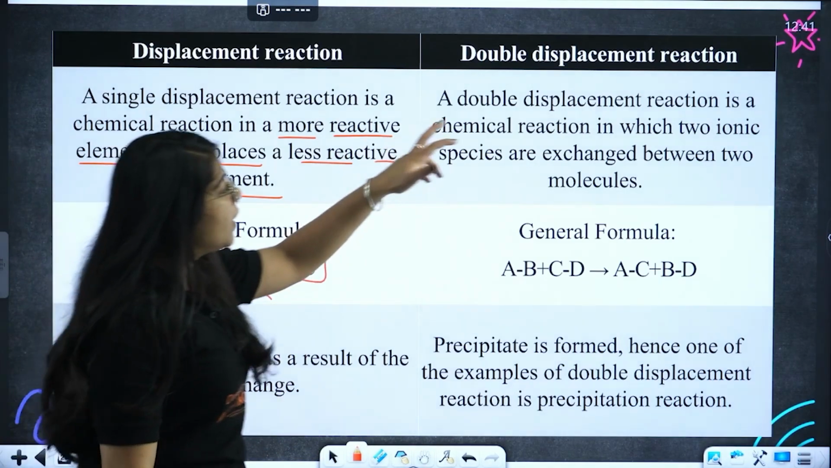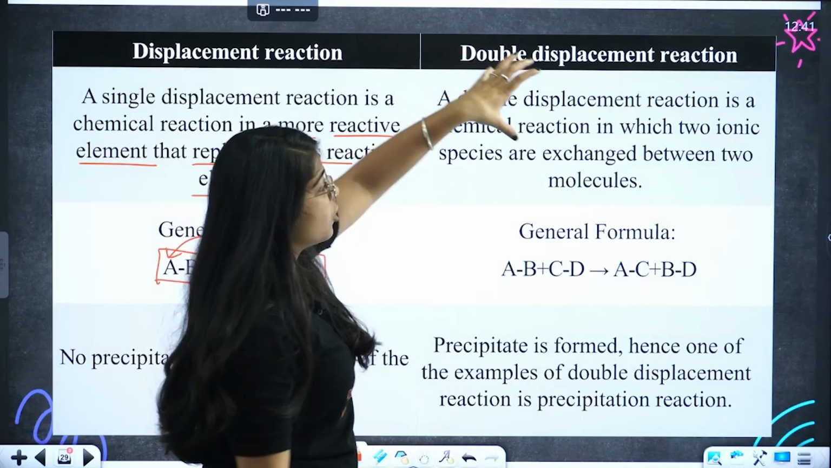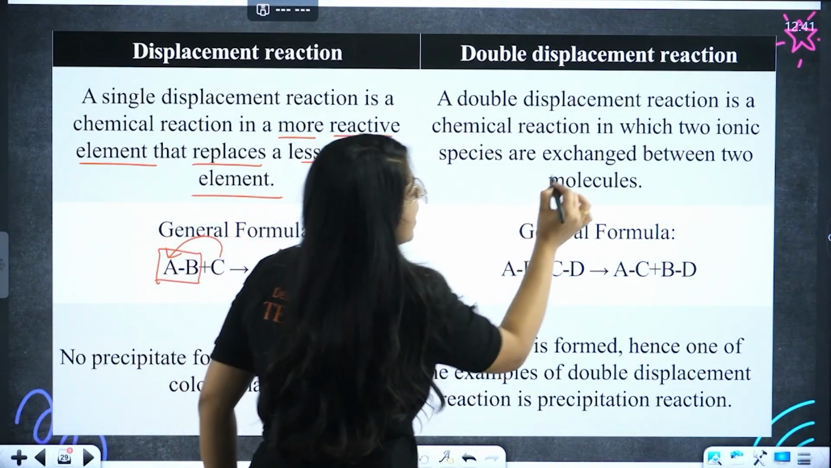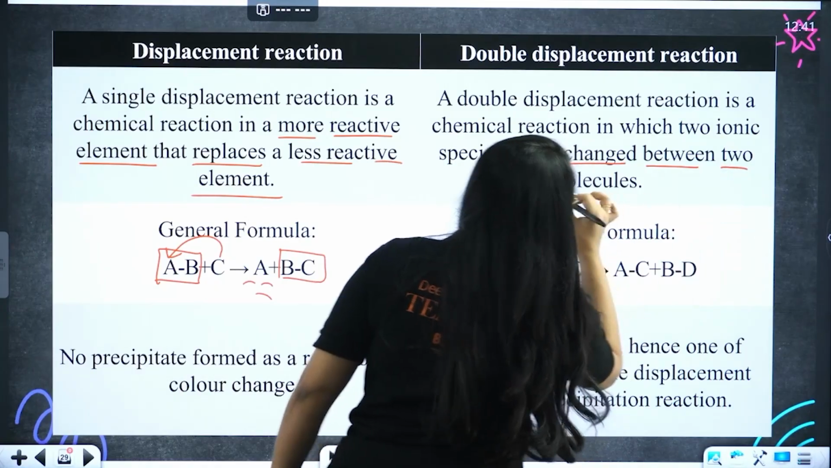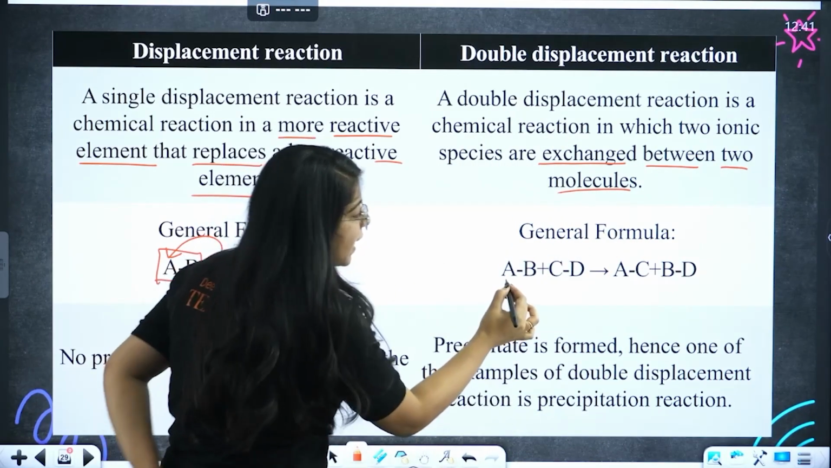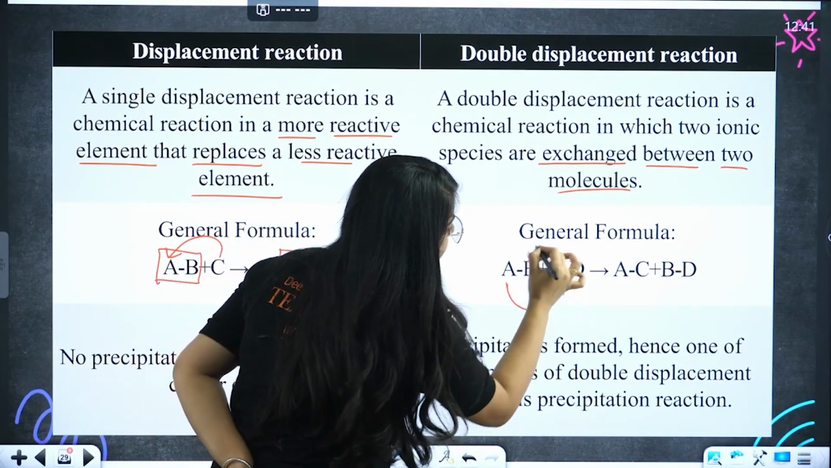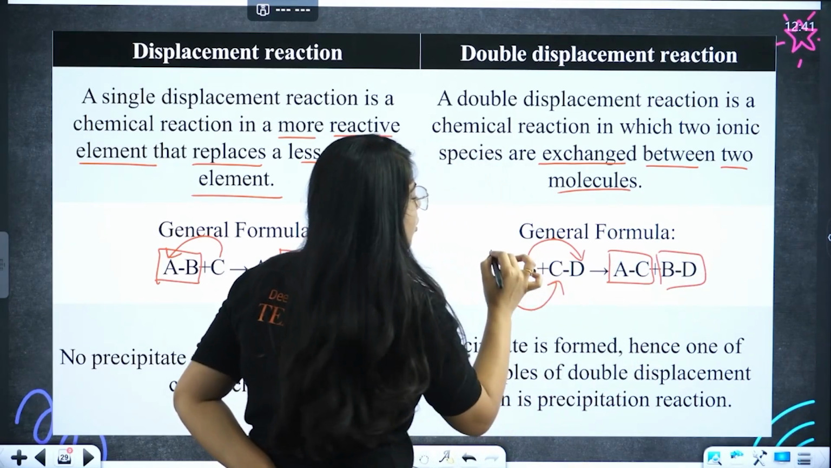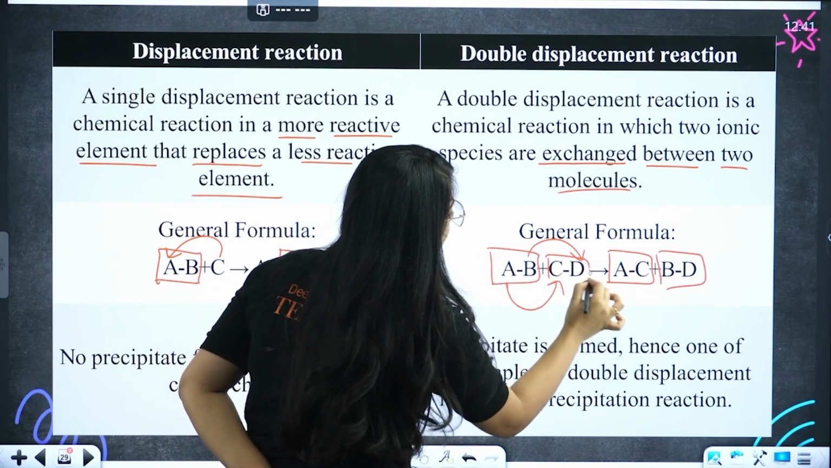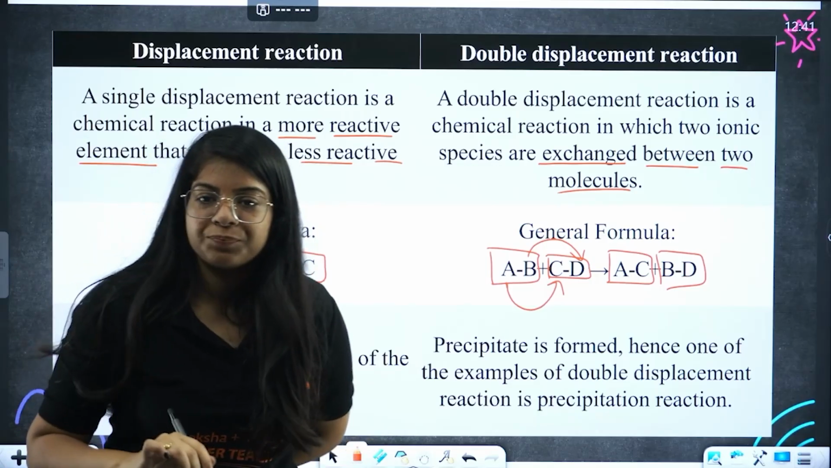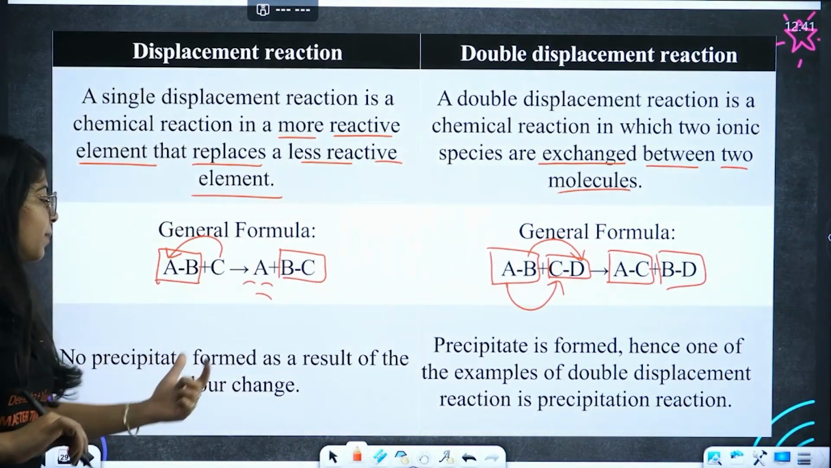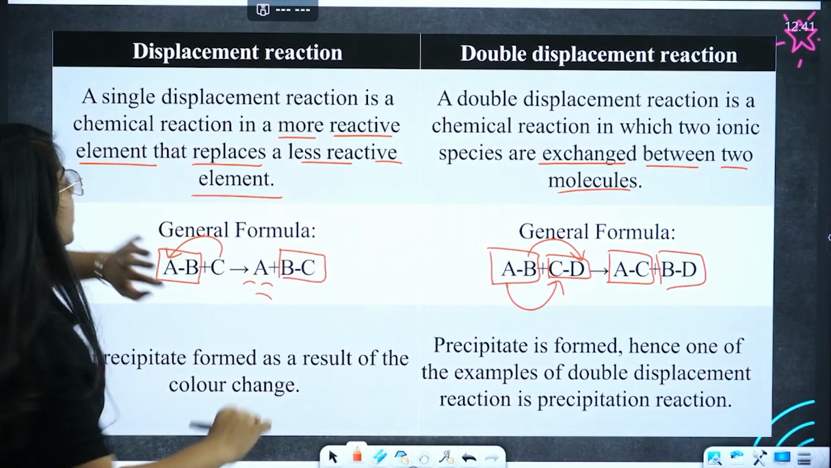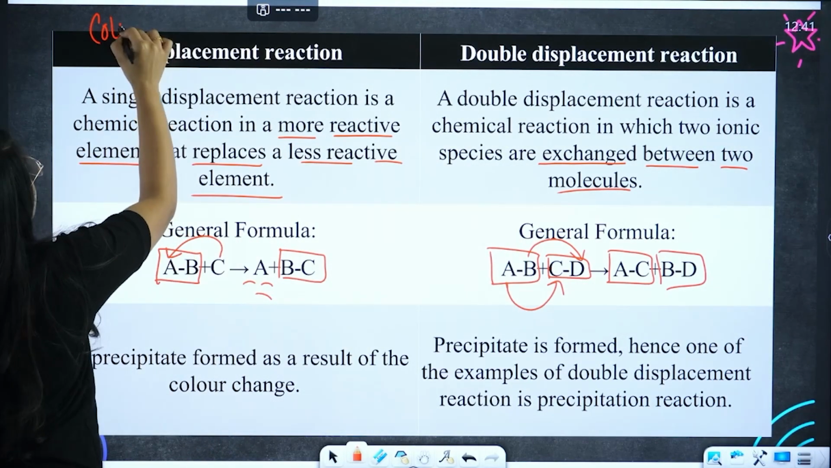Now a double displacement reaction is a chemical reaction in which two ionic species are exchanged between two molecules. That means A went with C and B went with D. So A and C is a compound now, B and D is a compound now. Earlier A and B was a compound, C and D was a compound. Done? Next, no precipitate formed as a result of color change. Generally, in displacement reaction, color change happens.